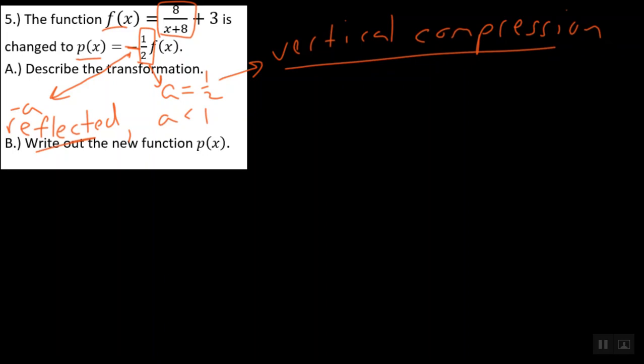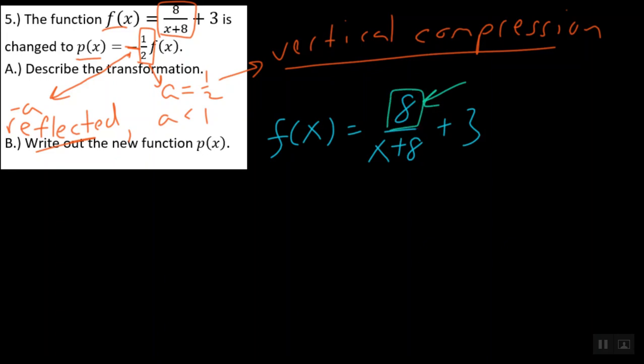Okay, for part B here, let's go ahead and write our function f of x is equal to 8 over x plus 8 plus 3. And one thing to note is that the number on top, that is actually going to be our coefficient a. Okay, so I begin to write our rule. G of x is equal to negative 1 over 2 f of x. And then from here, let's go ahead and write out our new function.